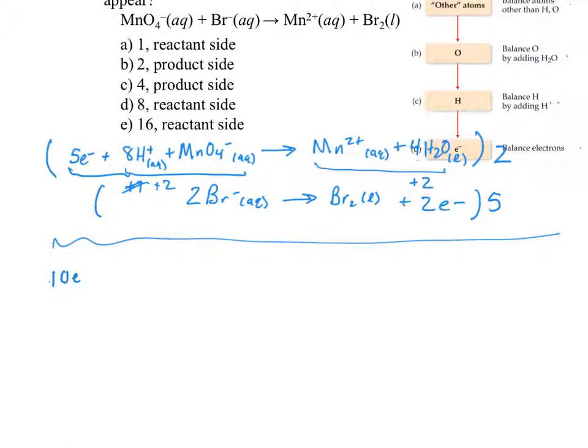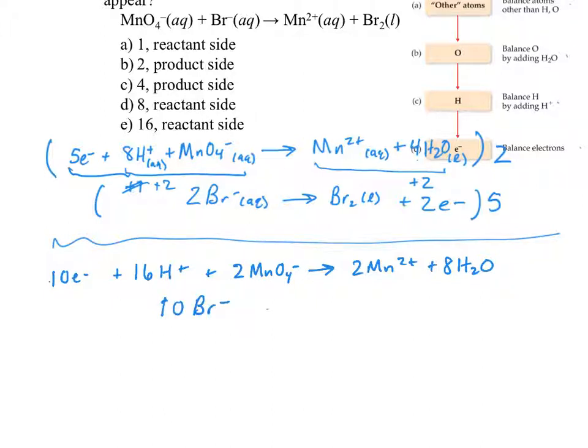And I'm just going to rewrite everything down here with the multiplication. So we're going to have 10 electrons plus 16H plus 2 MnO4 minus, forming 2 Mn2 plus 8 H2O. I've left all my phases off, please excuse me. And for the bromine half reaction, we're going to have 10 bromide ion forming 5 bromine and 10 electrons.